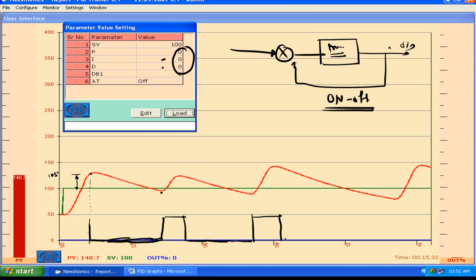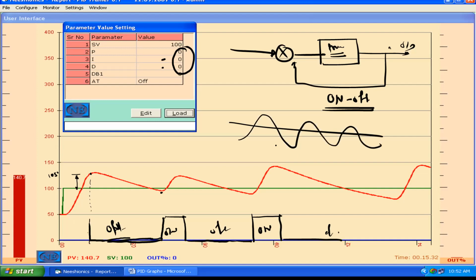So in this way, the controller will remain on and off for a particular time, and then the process will be oscillatory like this. So this is the action of the on-off controller. So this is how, by adjusting the proper parameters Kp, Ki, and Kd, we can control the output temperature.